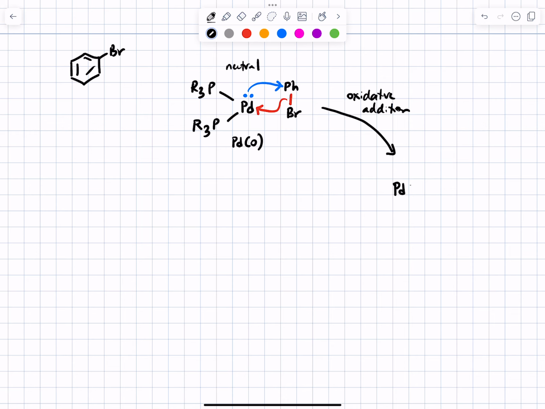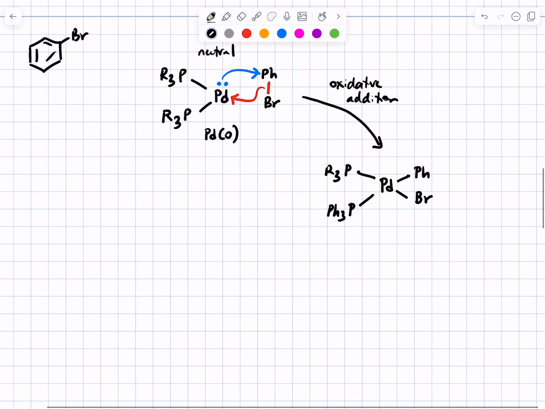The product now has palladium with 2 sigma bonds, 2 new sigma bonds, one to bromo, one to the phenyl group, and understand that of those 4 electrons involved in the 2 sigma bonds, 2 came from the metal and 2 came from the carbon halide bond. Overall, the charge is still neutral, but palladium is now in its +2 oxidation state.